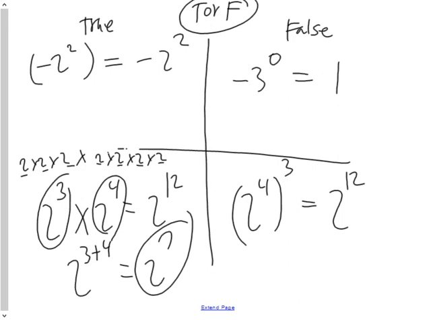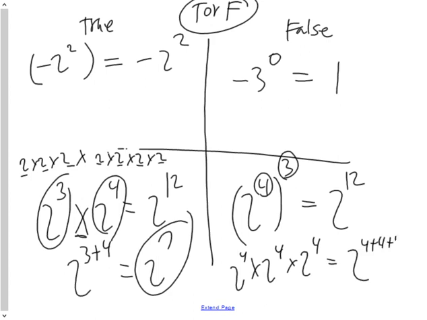However, in the next question, 2 to the 4th cubed, we have an exponent to an exponent. And what this means is 2 to the 4th is being multiplied by itself 3 times. So 1, 2, and 3. And again, we're going to follow this rule. When you have like bases to exponents, you keep your base and add your exponents. So 4 plus 4 plus 4 is 12. So therefore, that is your answer. And the answer for question 4 in chapter 3 is true.